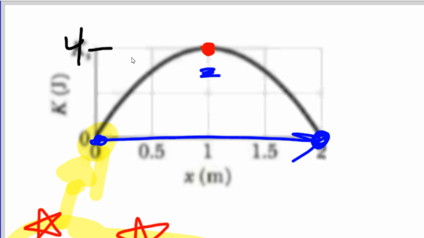Could we use that to find the spring constant? Let me come back to that in one second. Why isn't the total energy here constant? You guys, this is really important. There's a non-conservative force. That applied force is changing our total energy.